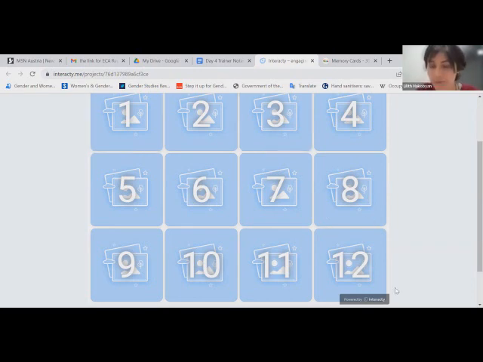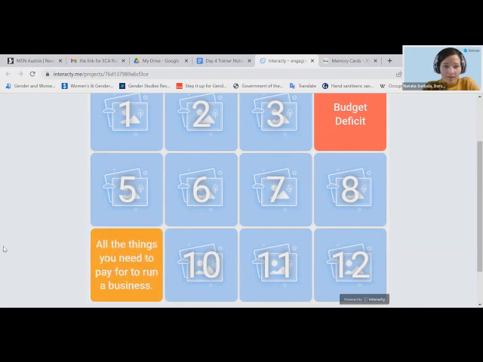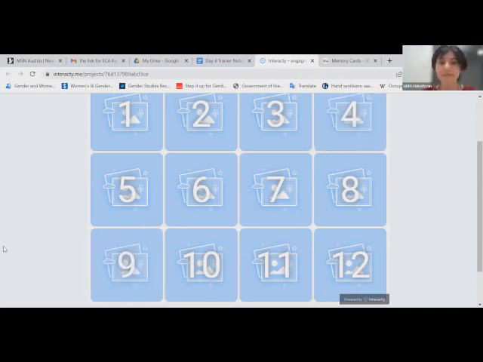Who would you offer to continue, Medea? You can nominate someone. Maybe Natalia. Number 4. Budget deficit. And number 9. All the things you need to pay for to run a business. No, they don't match. So as you figured out, in some cards you have the concepts, and on other cards you have their description, and you should see if they match or not.